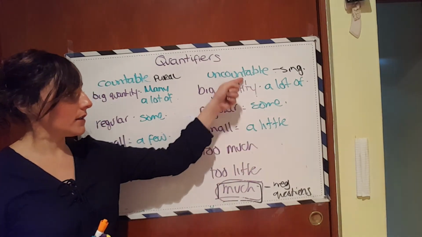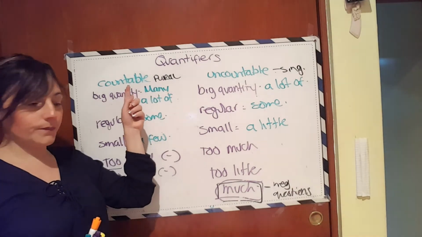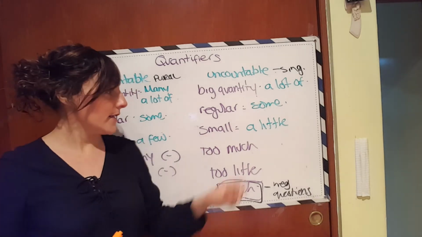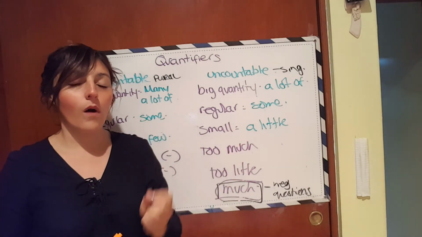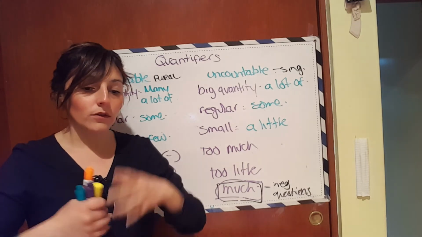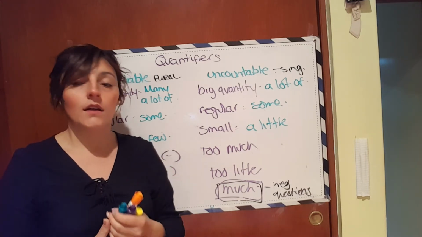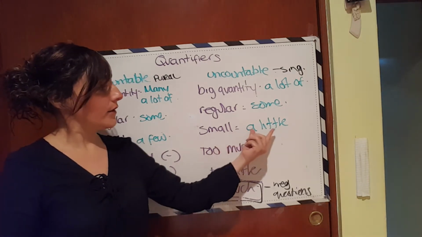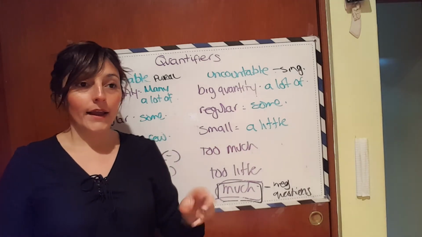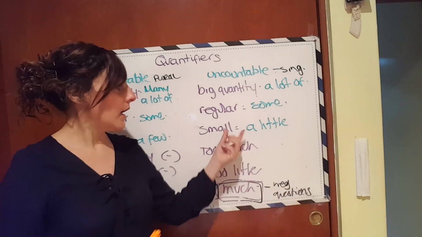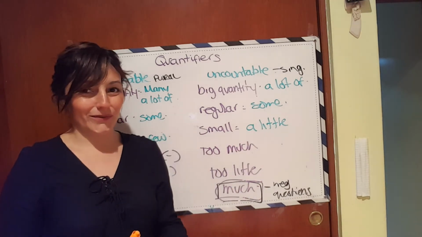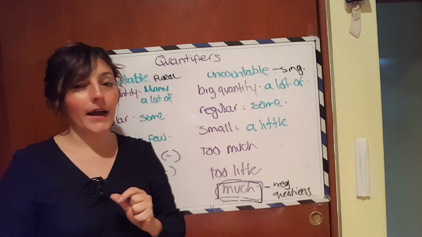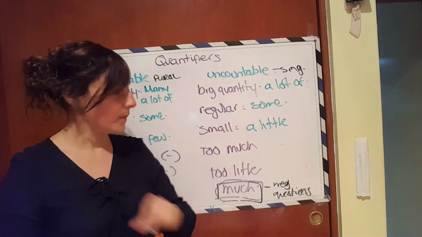A little is for uncountable, a few for countable. For example, I can say, when I do exercise, I drink a little water, right? I don't normally like to drink a lot because it's not necessary. I don't get dehydrated, okay? So I drink a little water. When I am attending a class, I pay a little attention. Once again, attention is not plural, is not countable, and my amount is really, really small.